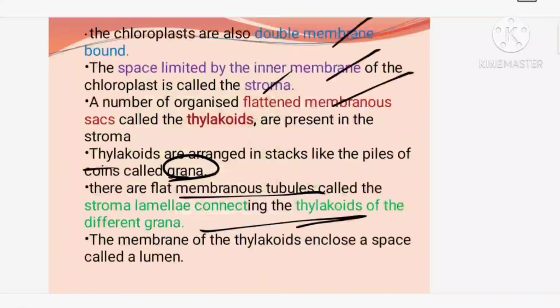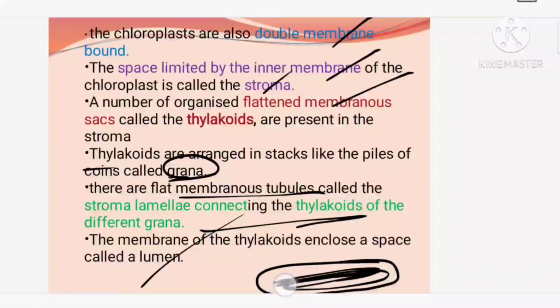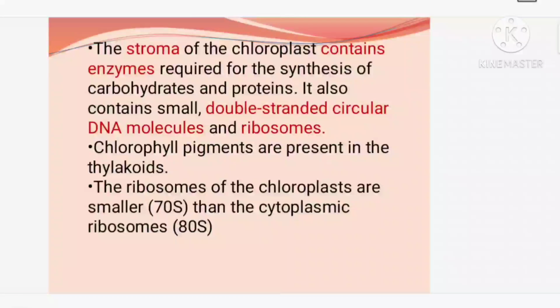Stroma lamella, okay. The membrane of the thylakoid encloses a space called the lumen. When you are saying thylakoid, one disc if I am taking, they have a fluid filled space in between. That cavity we call it as the lumen, okay. The stroma of the chloroplast contains enzymes required for the synthesis of carbohydrate and protein, everything is being synthesized. As I told you, they have DNA like mitochondria, and they help in division. So, chloroplast can divide itself within a plant cell, okay. As well as they have ribosomes.